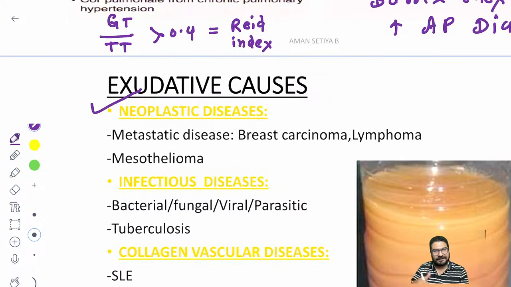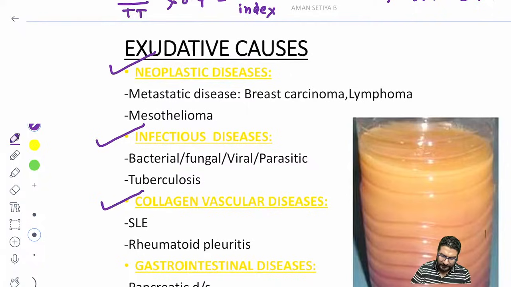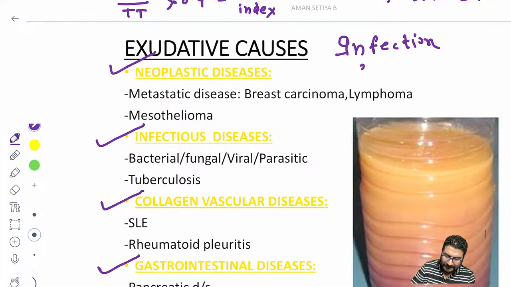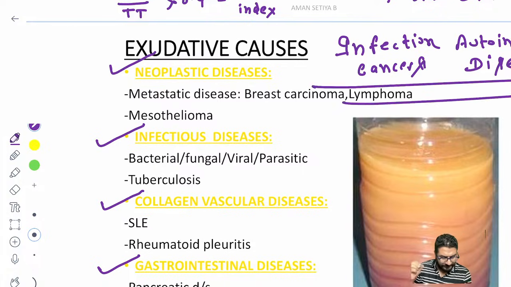So the number of cancer cells will be higher. So remember all cancer will cause exudate. Infection, again your WBCs will be high. So cells have increased. Collagen vascular disease or autoimmune disease, these autoantibodies can make it exudate. Then pancreatitis. So remember all the infections, all the cancer and all autoimmune disease will produce exudate. Done? So they ask you which is exudate, which is transudate.